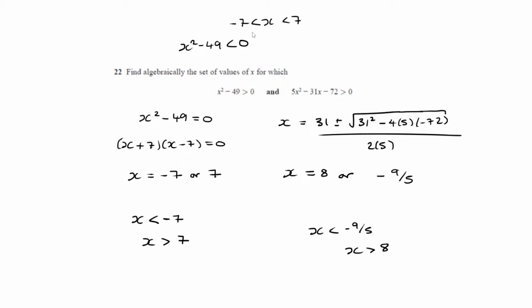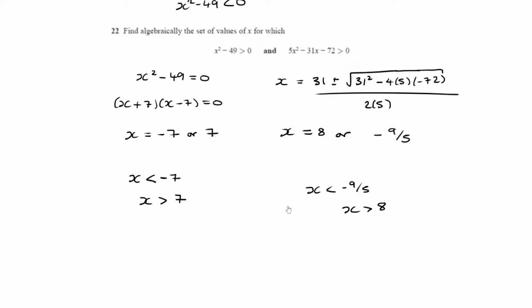So if it faces 0, it's a range, it's between the two numbers. If it faces the quadratic, it's two separate answers, but remember that x is less than the smaller number and greater than the bigger number. Now that's 4 marks. Obviously, you want to then combine it, don't we?